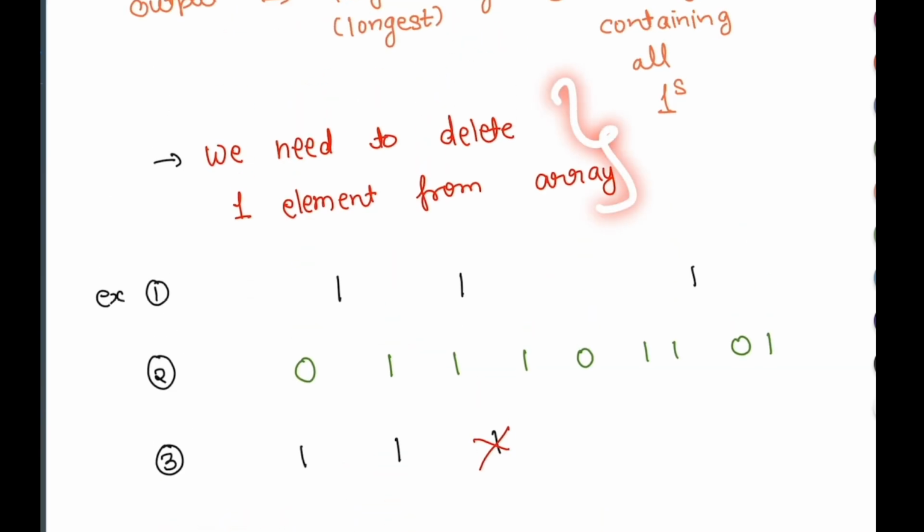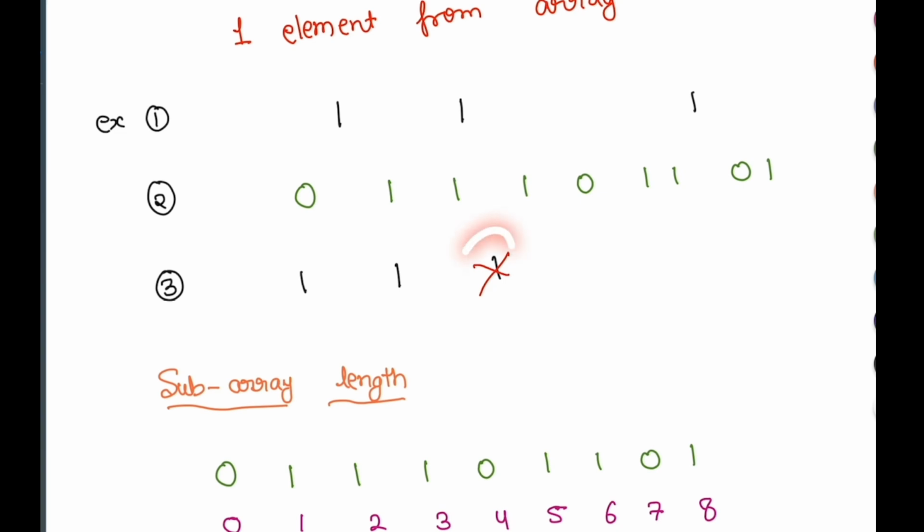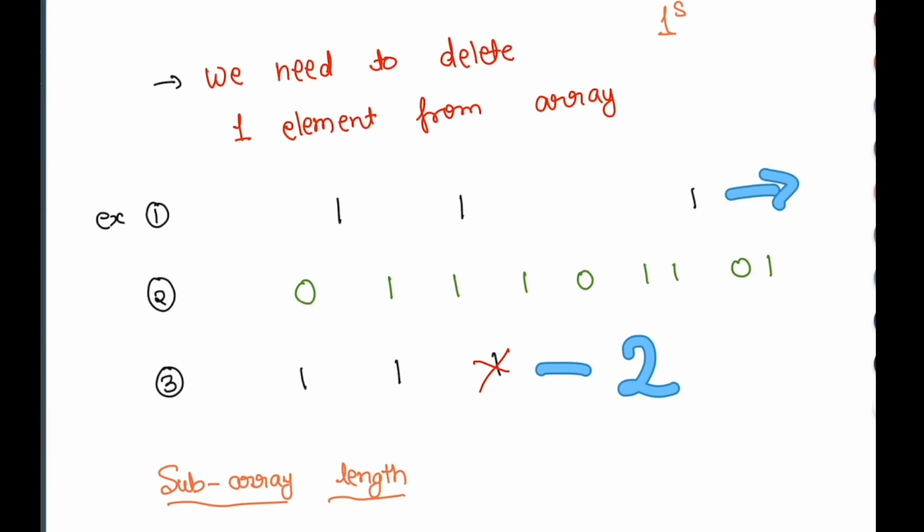Because this is a compulsory process, we have to delete one element. So we are going to delete this element and we are going to say this is my subarray containing all ones, and in this case the output is going to be 2. In example number 1, the output is 3. Basically we had a 0 here and we deleted it.